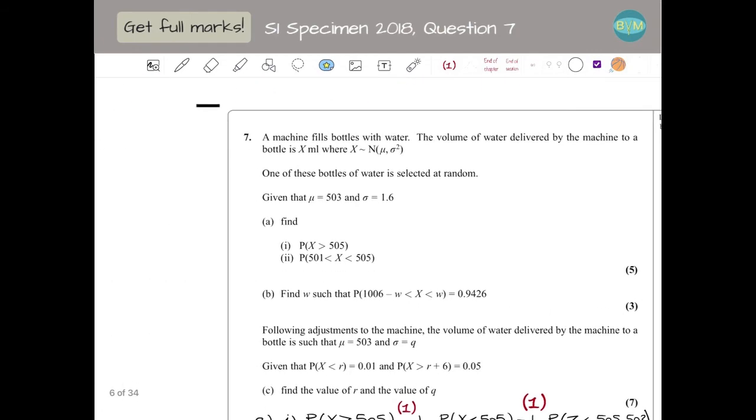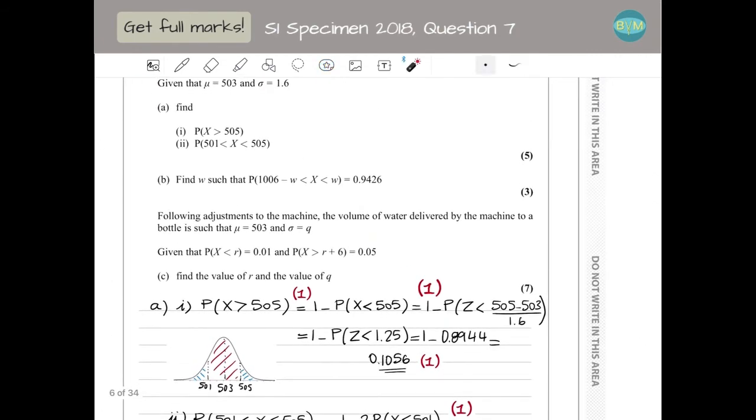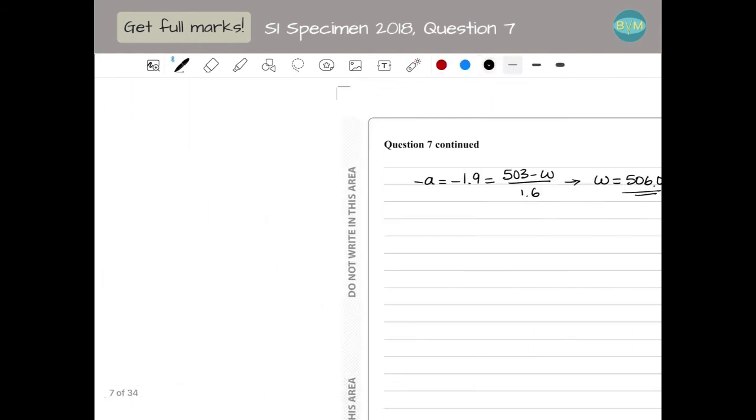The next part of the question, so we're here. Following adjustments to the machine, the volume of water delivered by the machine to a bottle is such that the mean is still the same, the standard deviation has changed, and we don't know it, it's a value q. They give us a couple of probabilities, and they ask for r and q. 2 unknowns, and we are going to get 2 equations from these 2 clues. So let me write what we have.